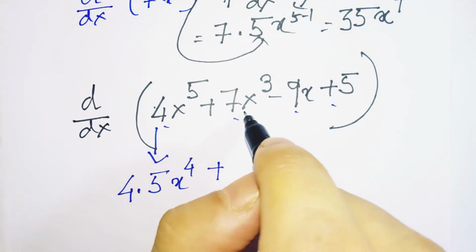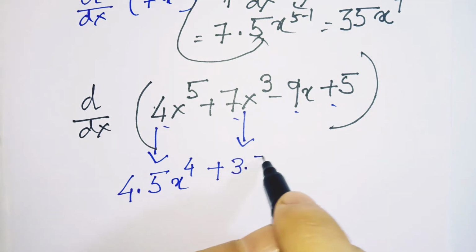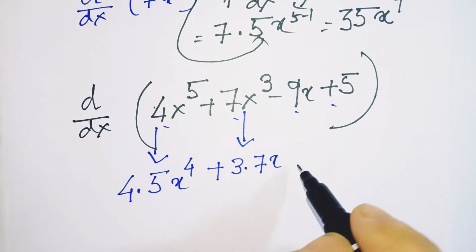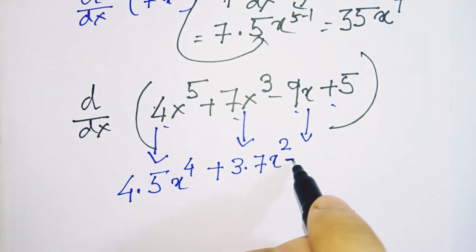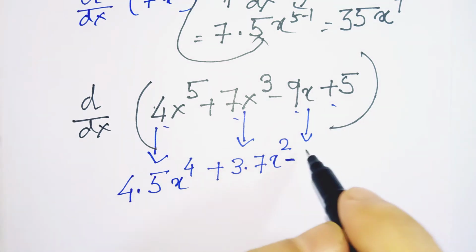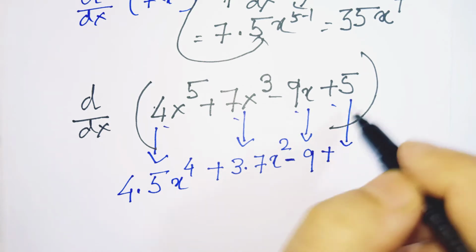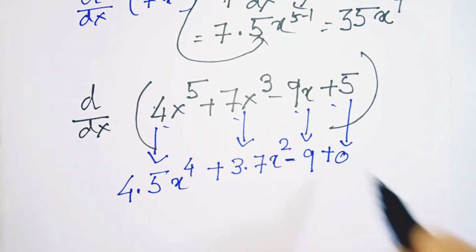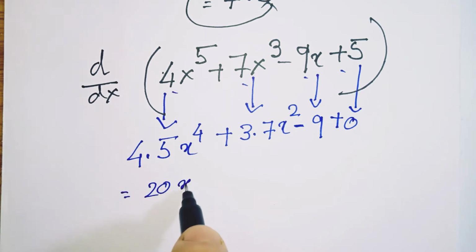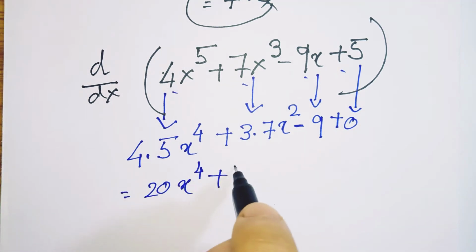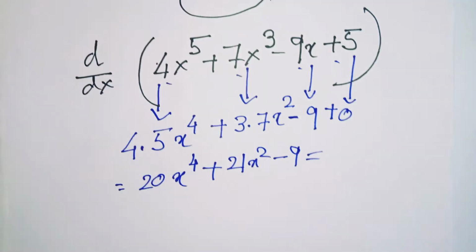We then take this term further down, right? So this is 3 multiplied by 7, x raised to the power 3 minus 1, it's 2. Then we take this term, we have a minus sign, remember. This one is 1, so this becomes 1, plus the constant. d by dx of any constant is 0, right? So what we get over here is 20x raised to the power 4 plus 21x squared minus 9. So this gives our answer.